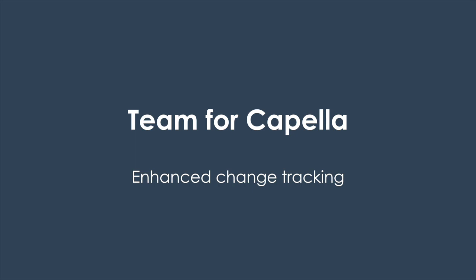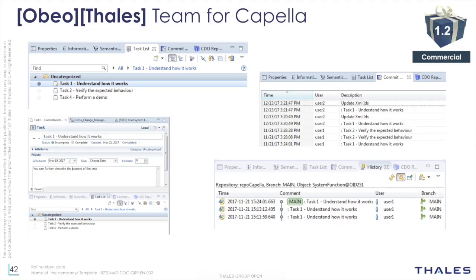The next big evolution is not something that is on the open source product, but on the commercial add-on Team for Capella that is provided by Obeo. What we've been doing together with them is to enhance the change tracking in Team for Capella. So basically, we are now able to relate the working sessions on Team for Capella to Mylyn tasks in Eclipse. Mylyn tasks in Eclipse can be related to Jira activities if you have the commercial connector that goes with it.